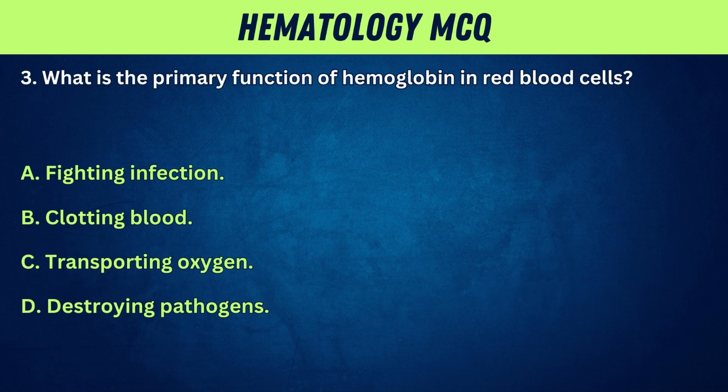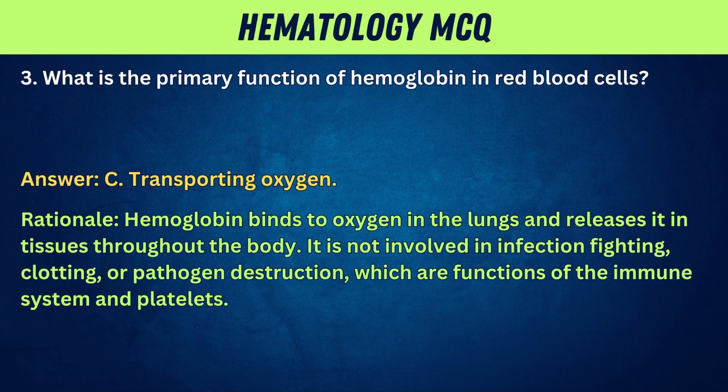3. What is the primary function of hemoglobin in red blood cells? A. Fighting infection. B. Clotting blood. C. Transporting oxygen. D. Destroying pathogens. Answer: C. Transporting oxygen. Rationale: hemoglobin binds to oxygen in the lungs and releases it in tissues throughout the body. It is not involved in infection fighting, clotting, or pathogen destruction, which are functions of the immune system and platelets.